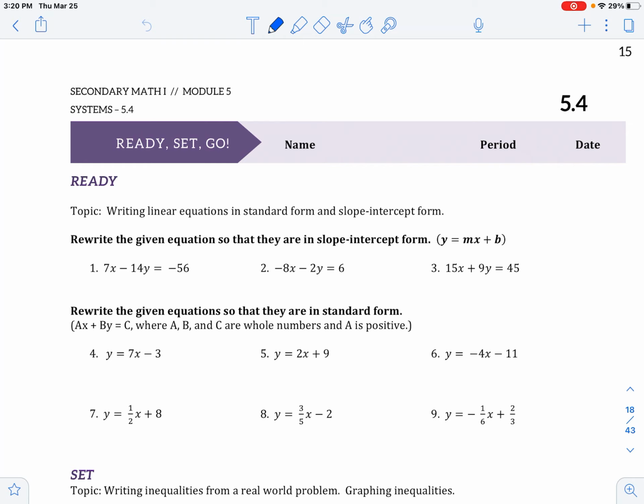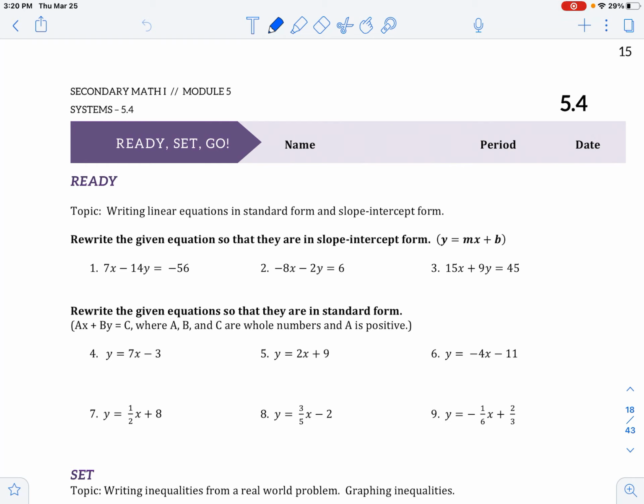Hello Math1 class, we are going to start section 5.4, a few questions from the MVP curriculum, Math1. I would start with the very first question, that is writing linear equations in standard form.